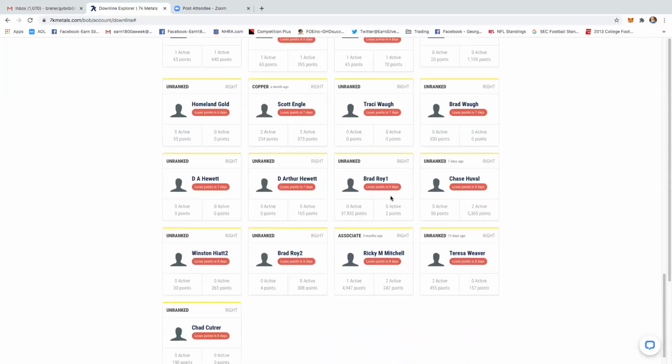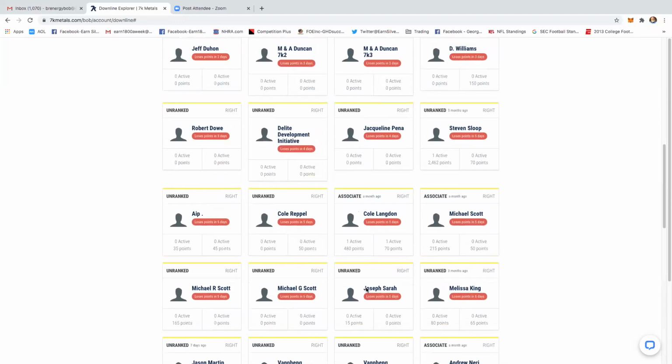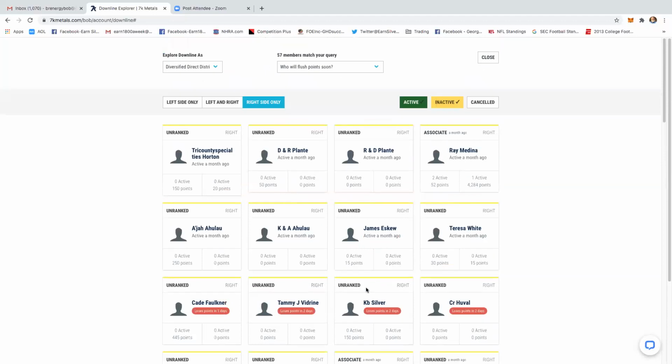And here's Brad Roy. Now, we know that that's a control center, but yet it's got $38,000 on one side. Here's another person that's 8 points away from a check. Ricky Mitchell, 8 points away from a check. Got 2 actives on the right, 1 active on the left. Now you see why these are very important tools for you to use.